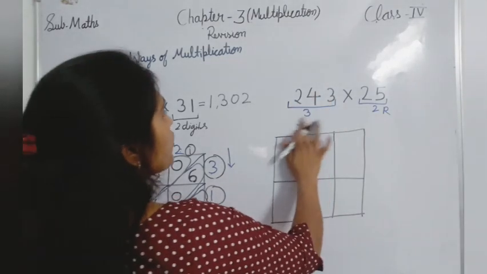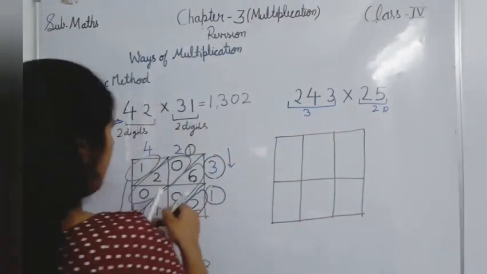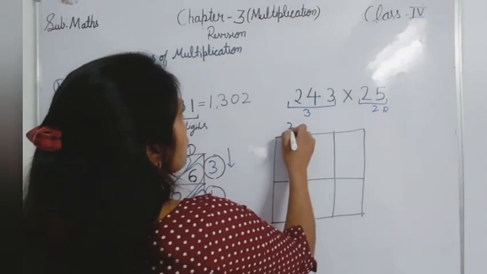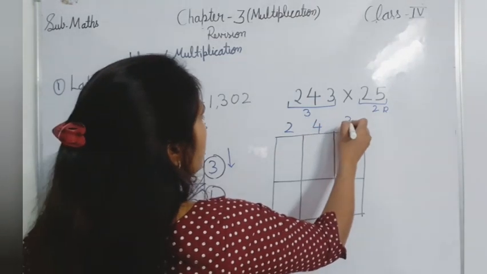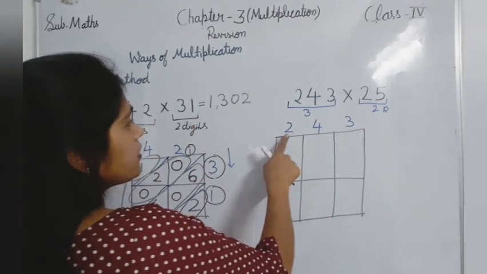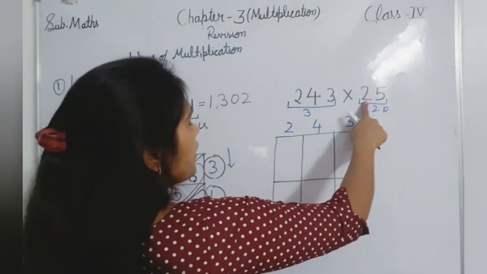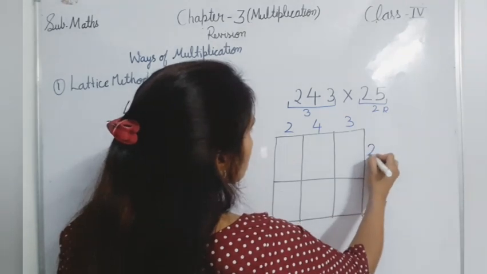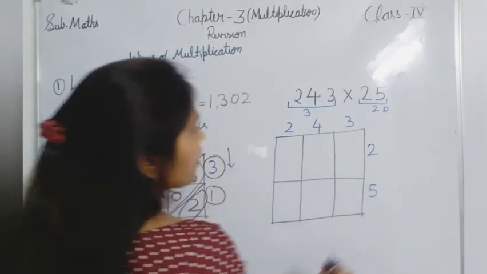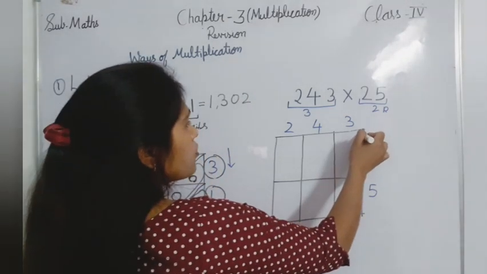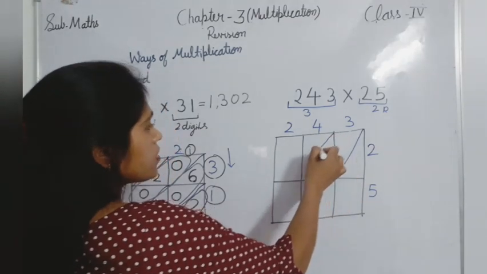So 2, 4, 3. I am writing the number here. 2, 4, 3. The same number I am writing in each column. 2, 4, 3 and here 2 and 5. Now we have to divide each column into two parts. Sorry, each box into two parts.